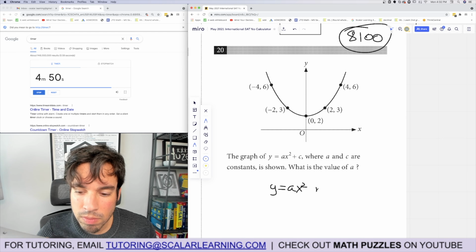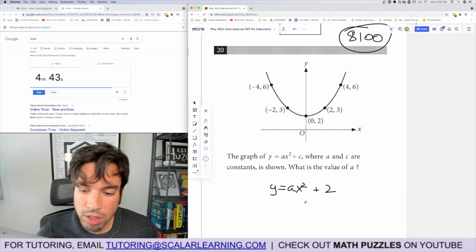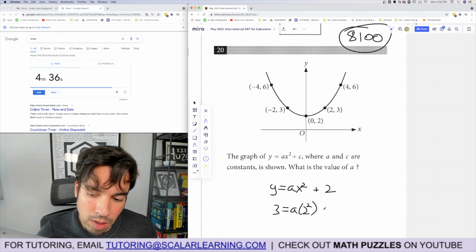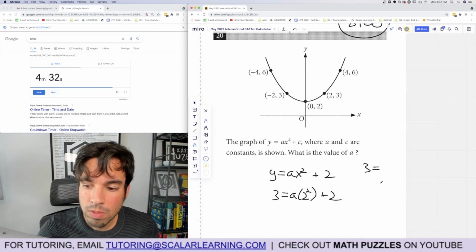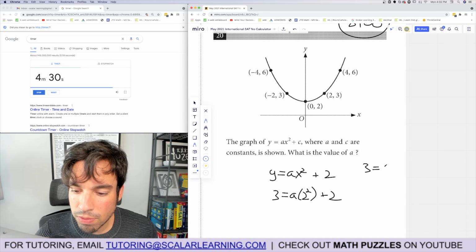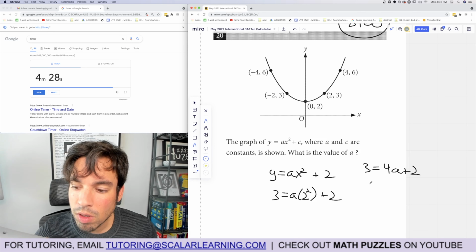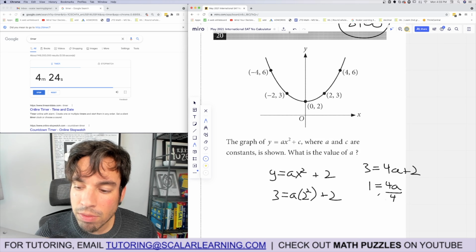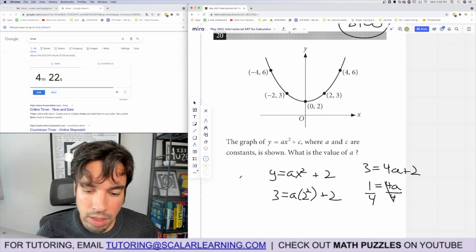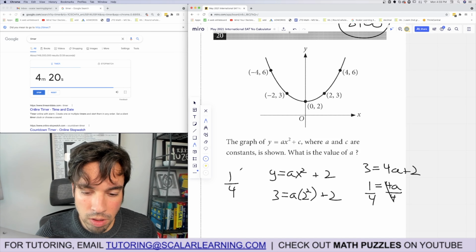To get a, I can plug in any other point. 3 for y equals a times 2 for x, that's the corresponding y value, plus 2. 3 equals 4a plus 2. Subtract 2 from both sides. 1 equals 4a, divide by 4, and a equals 1/4.